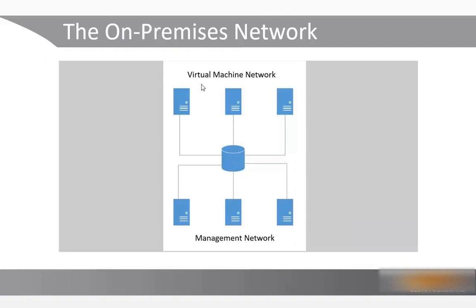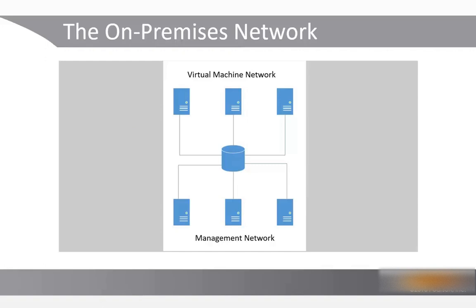Then, up here, we're going to have a virtual machine network. So this is going to represent an entirely separate Active Directory forest. And that Active Directory forest is going to contain all of the virtual machines. So if this were a production environment, then those virtual machines would be the servers that are running our business workloads. The management network just provides the infrastructure that makes it possible to run those virtual machines.